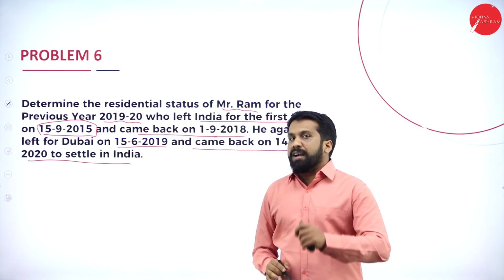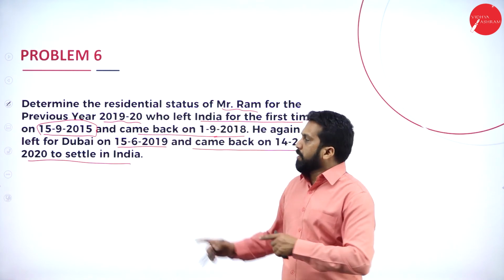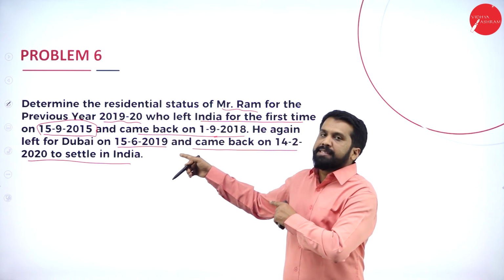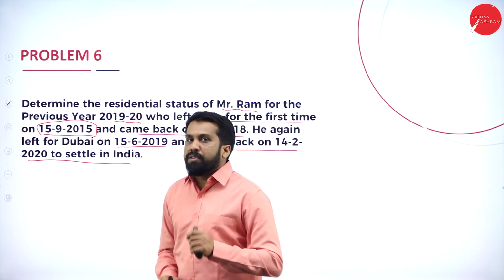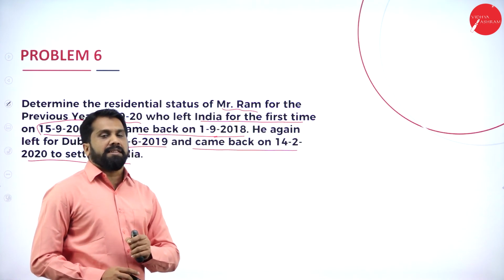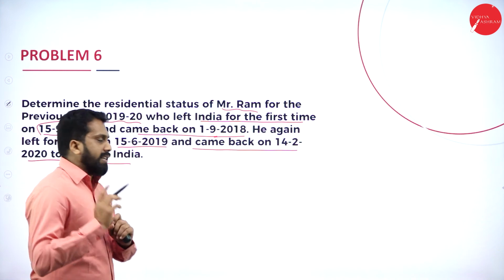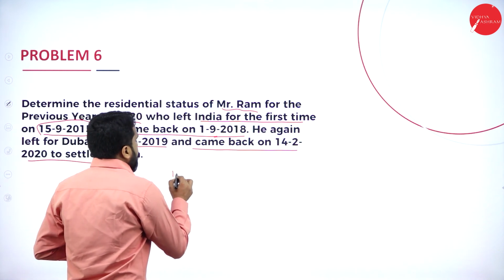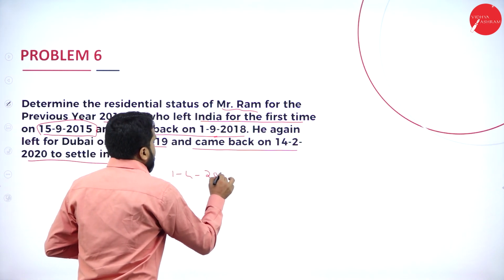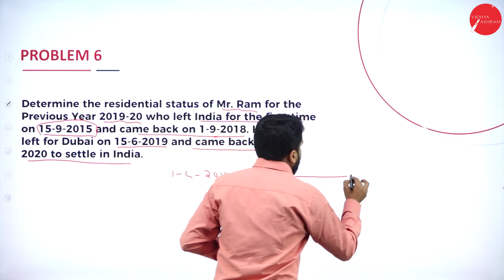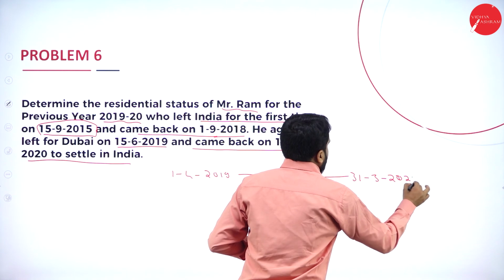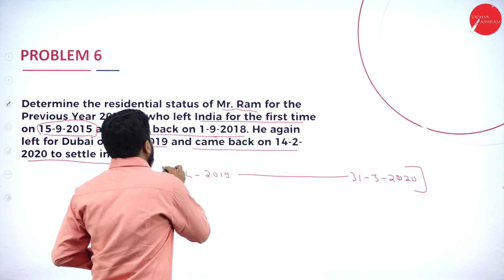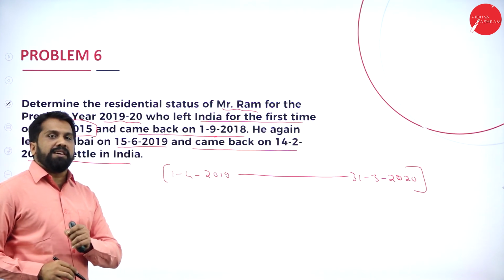Now, we'll go back to your previous year. Later, we'll come back to 2015, 16 and 17. First, what you should do is calculate your previous year. What is your previous year? Your previous year is 1/4/2019 till 31st March 2020. This we call your previous year.